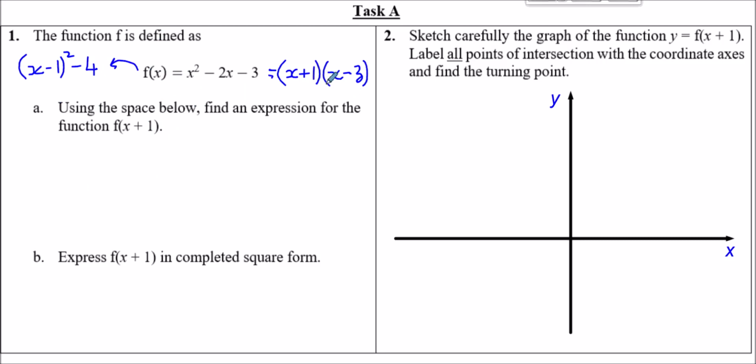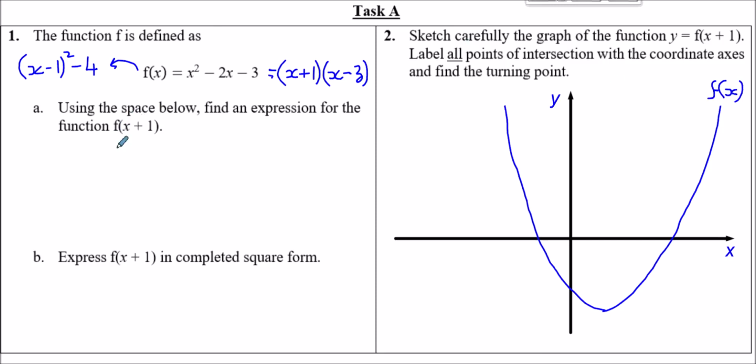And so f of x has a root at minus 1 and positive 3, and crosses the y-axis at minus 3, and has a minimum down here somewhere at minus 4. So if I just sketch in my version like this, and call this f of x, we can now have a look at how f of x plus 1 compares.